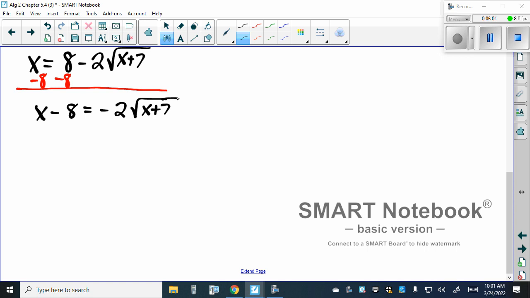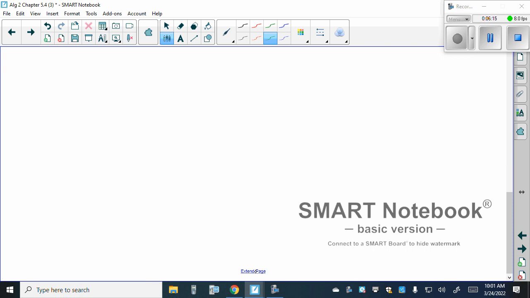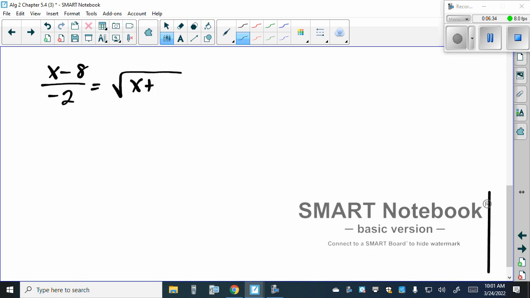Is the radical by itself? Well, no. What do we need to do to get it by itself? Divide both sides by negative 2. And we divide both sides by negative 2. Just going to keep doing that. We'll get x minus 8 divided by negative 2 is equal to the square root of x plus 7. Well, is the radical by itself now? Yeah.